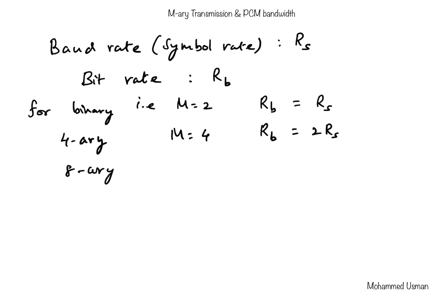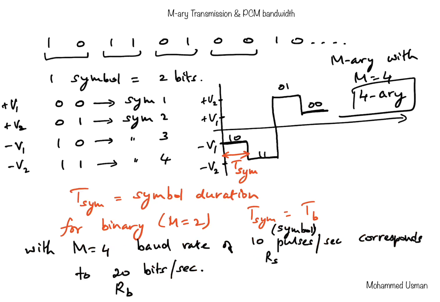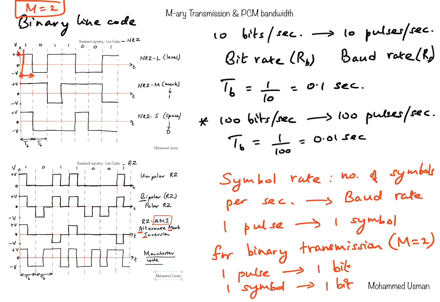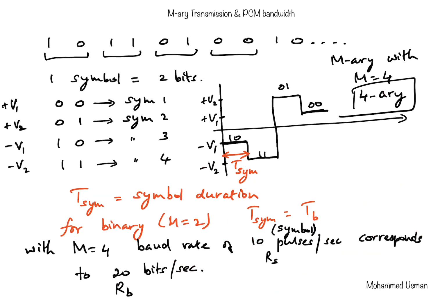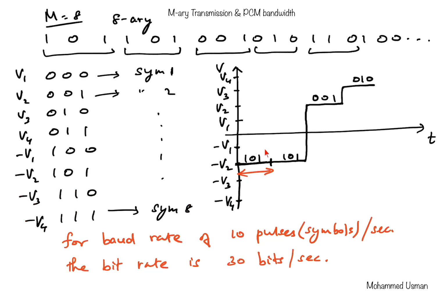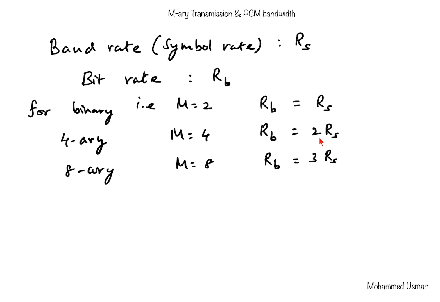For 8-ary, that is M equal to 8, we see that the bit rate RB is 3 times RS. And if you notice, what does this 1, 2, and 3 represent? It is the number of bits per symbol. In the binary case, we had 1 pulse representing 1 bit. So it's the bits per symbol or the bits per pulse. In the 4-ary case, each pulse is 2 bits, and in the 8-ary case, each pulse is 3 bits. So that is the multiplying factor here.